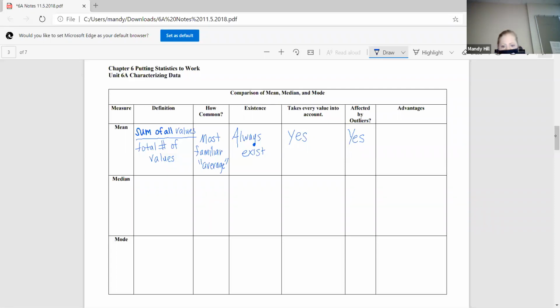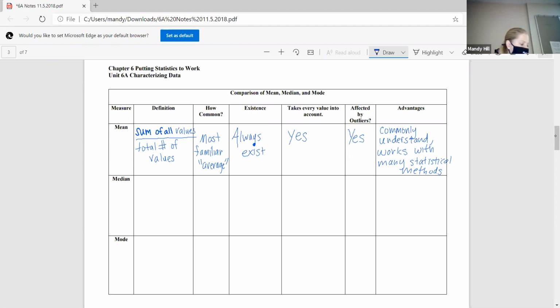Some advantages are that it is commonly understood. So if you want to talk to somebody about your data, they'll kind of understand what the average is. And it works with many statistical methods. Most people have heard of the mean, they just refer to it as the average. It includes all the data set, right?